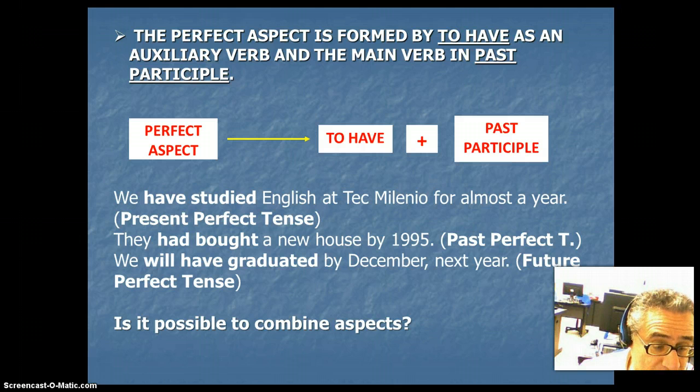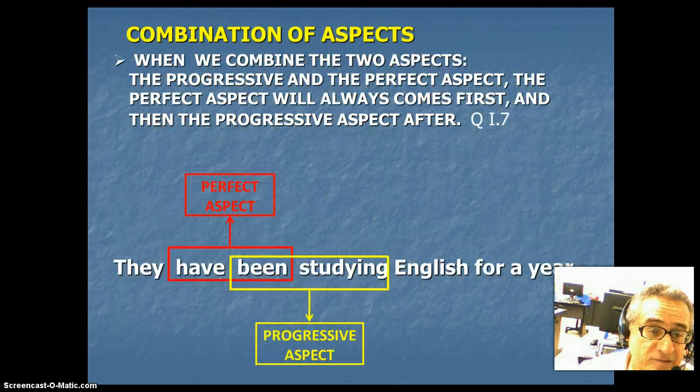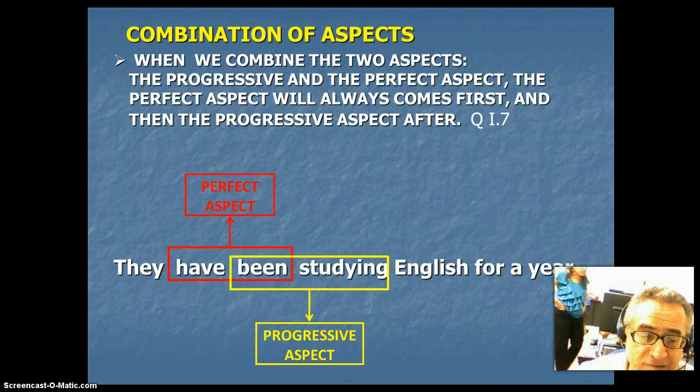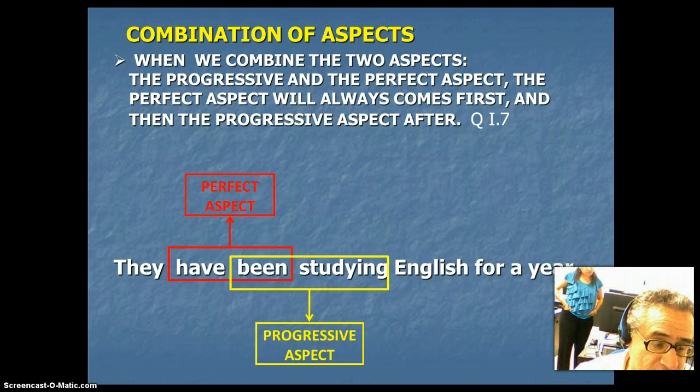Is it possible to combine aspects? Yes, it is possible. Whenever we combine the 2 aspects, the perfect and the progressive, the perfect aspect will always come first, and then the progressive aspect afterwards. Look at the example here. They have been studying English for a year. Where do we have the perfect? In the combination of have been. Where do we have the progressive aspect? In the combination of been studying.